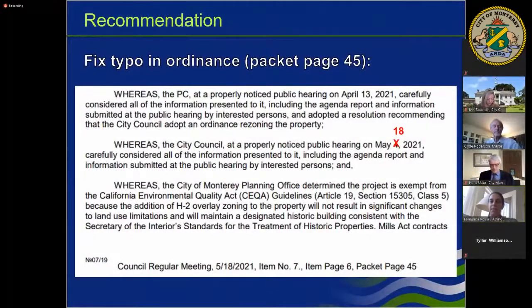Additionally, we ask that the council fix the typo in the ordinance, which is on packet page 45. The date was wrong, so today's public hearing is on May 18th, not May 4th. So if that could be included in the motion, that would be great.